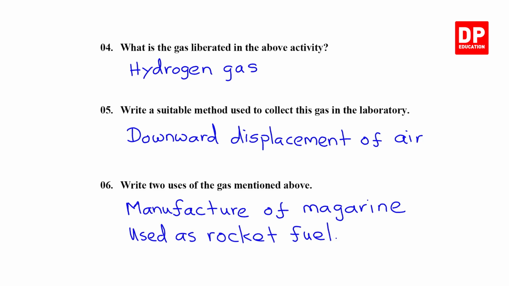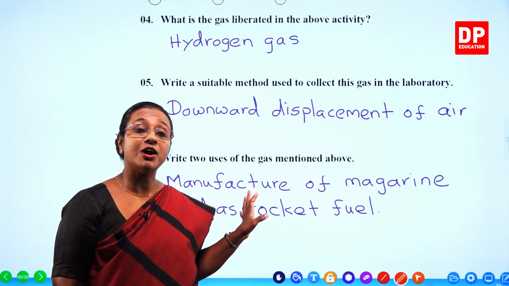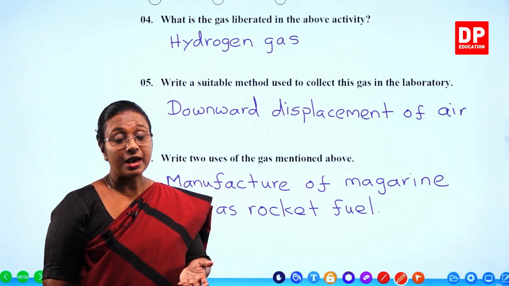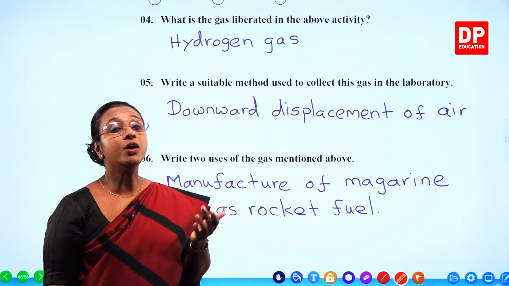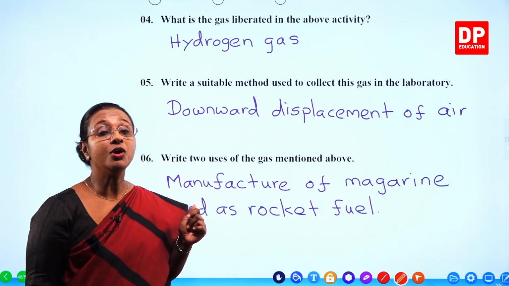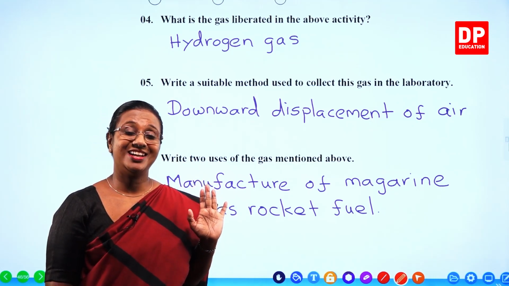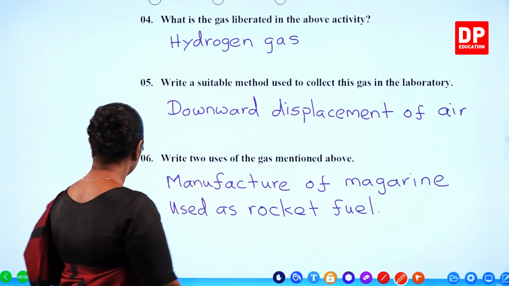So it can be either manufacture of margarine or used as rocket fuel, any one of the 2. You can write the other uses as well. Producing ammonia, producing urea, that is fertilizer, or used in reduction reactions related to organic compounds. So all those are the uses of hydrogen. With that, students, now we'll go on to the next question.